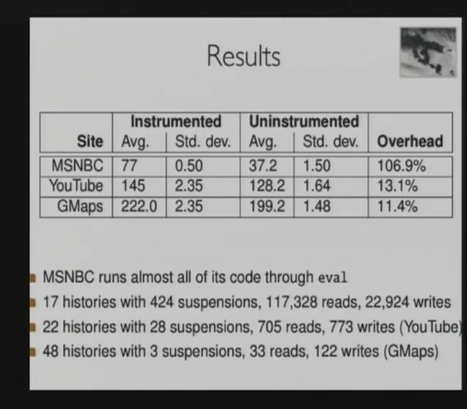So performance-wise, this is the overhead of our tool on 3 websites: MSNBC, YouTube, and Google Maps. MSNBC shows 100% slowdown, so we're running twice as slow. And this is somewhat of an outlier. I don't have a good answer for why. More typical costs are like the ones we see on YouTube and Gmaps, which are about 10 to 15% slowdown, which is perfectly acceptable for JavaScript.